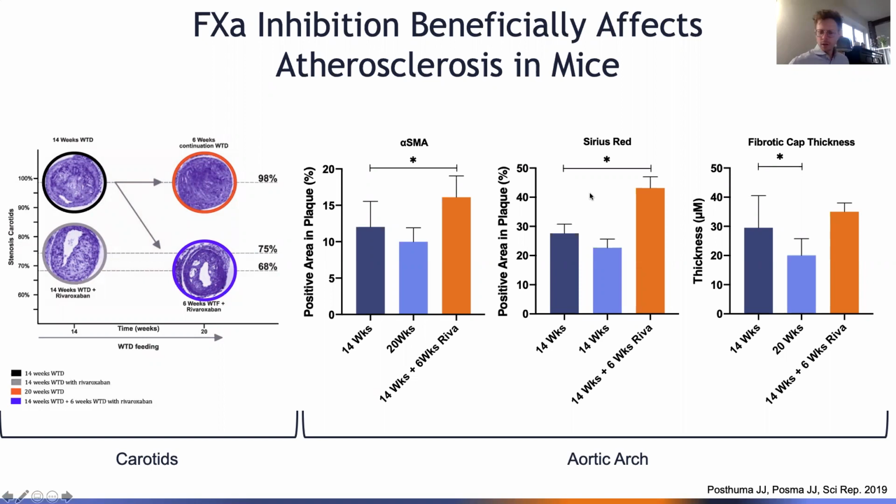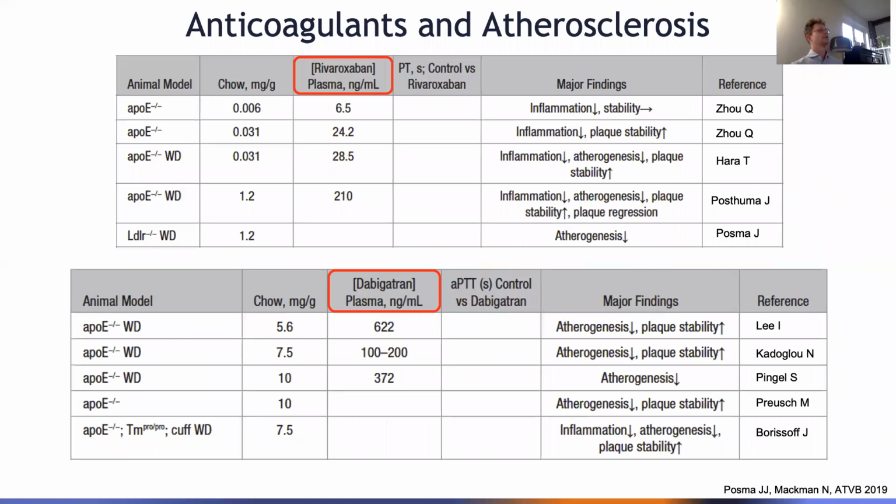And it's always nice when people confirm this. And that has been done. This is from a review paper that I wrote in Chapel Hill together with Professor Nigel Mackman. Here we looked at animal models that use either rivaroxaban or dabigatran, which is a thrombin inhibitor, and at how they influence atherosclerosis. What all these studies have in common is that they reduce plaque formation when you treat these mice with rivaroxaban. And most of these studies, definitely when you go a little higher in your concentration of rivaroxaban, also saw beneficial effects on plaque stability.